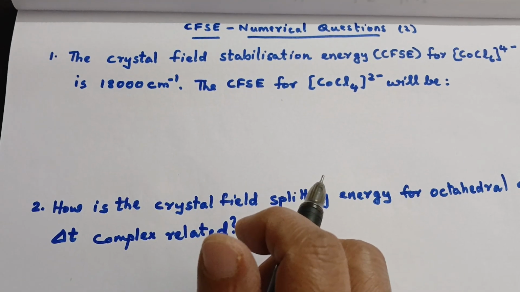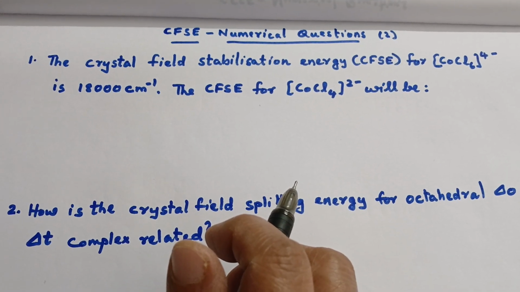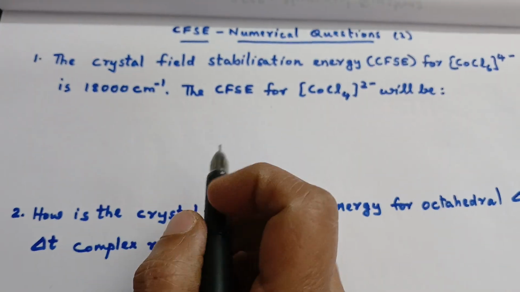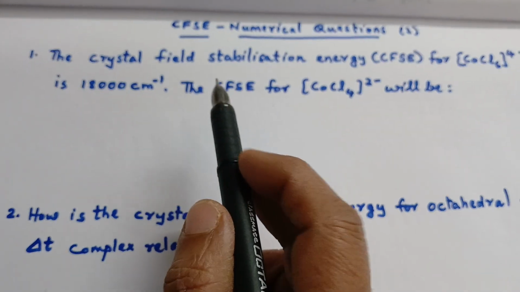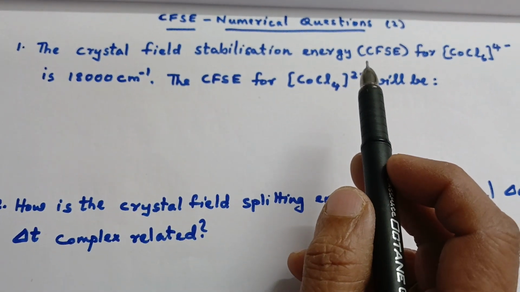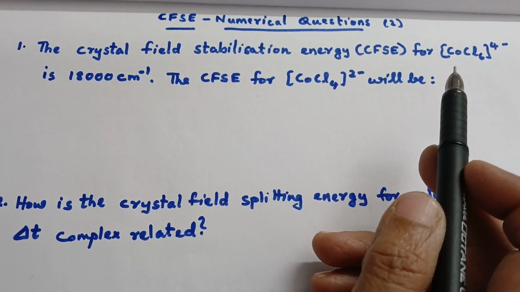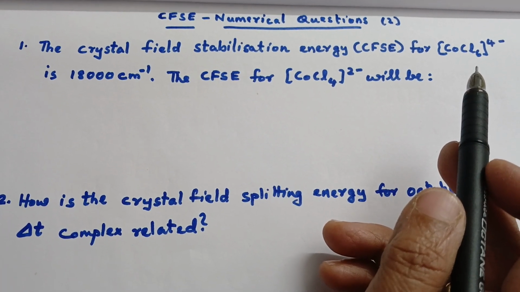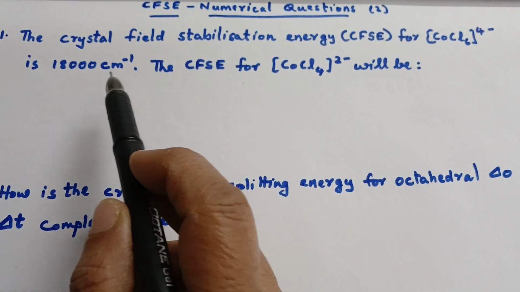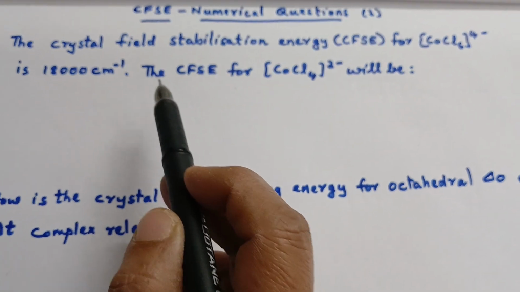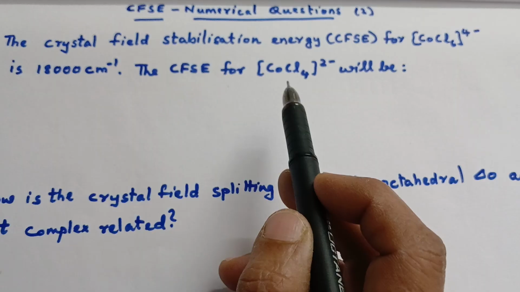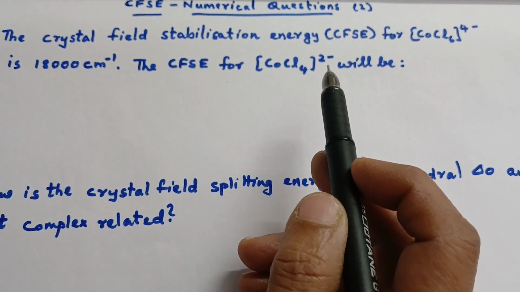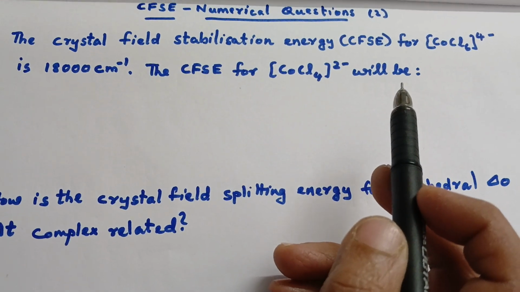We have a few more numerical questions from CFSE portion. The crystal field stabilization energy or CFSE for CoCl6 4 minus is 18,000 centimeter inverse. The CFSE for CoCl4 2 minus will be?